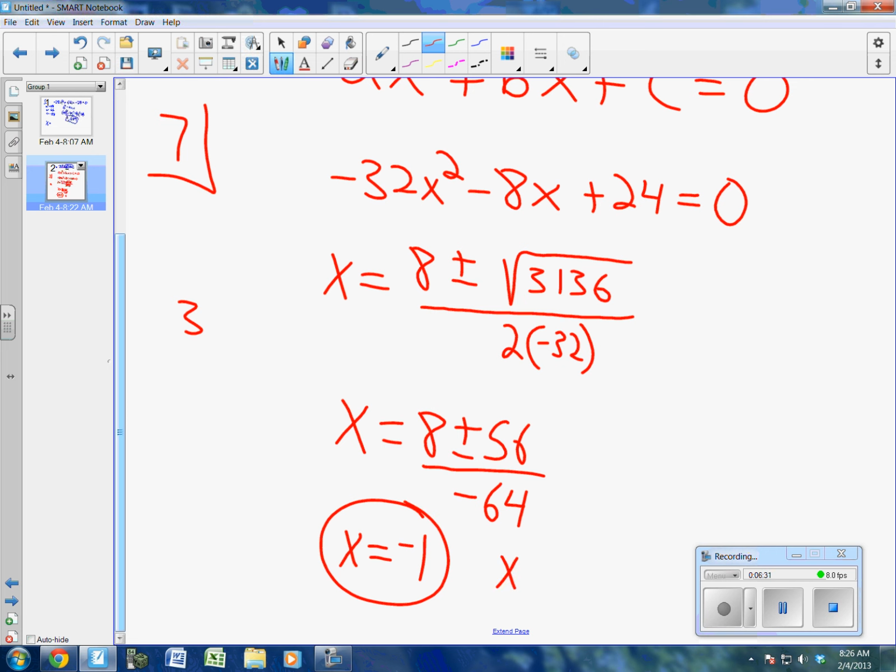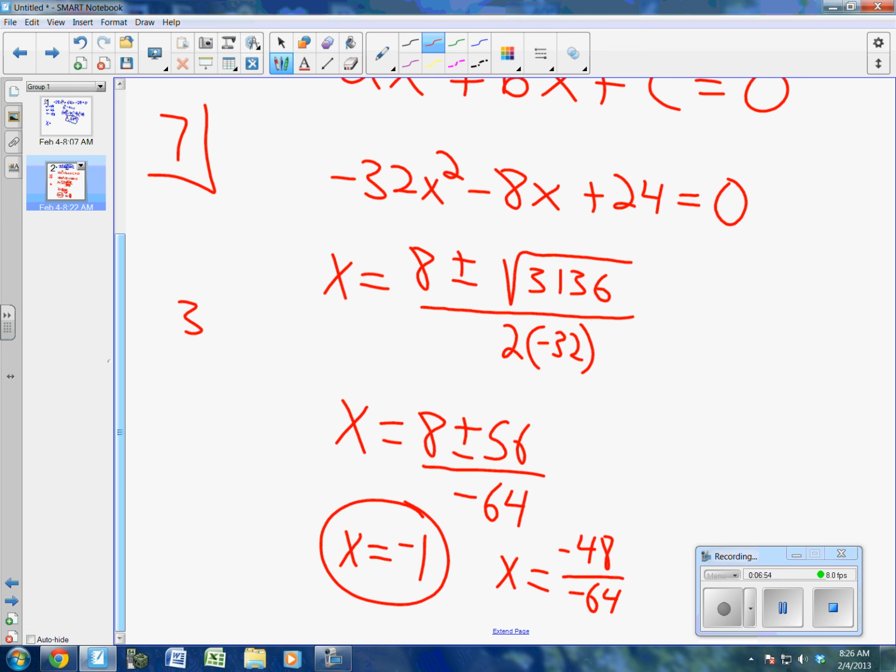Okay, let's get the other solution. The other solution is 8 minus 56. What is 8 minus 56? Negative 48. So I have negative 48 over negative 64. Well, what's a negative divided by a negative? A positive. And what's a number that goes into both 48 and 64?